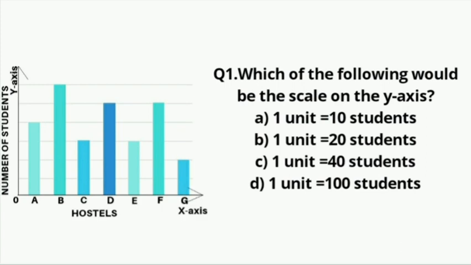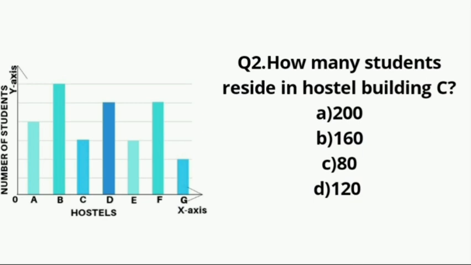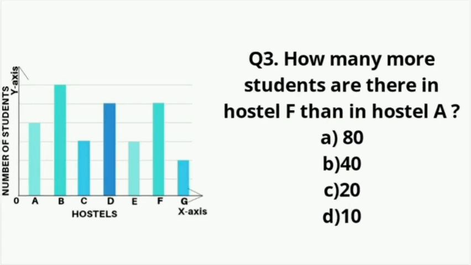Question 1 is, which of the following would be the scale on the y-axis? In this question, you can use the total number of students which is given to you, and by taking that information in mind, you can easily calculate the scale on the y-axis. And for the next one, we have how many students reside in hostel building C. If you have the scale for the y-axis, then you can easily plot the points on the y-axis and calculate the number of students who are residing in the hostel building C.